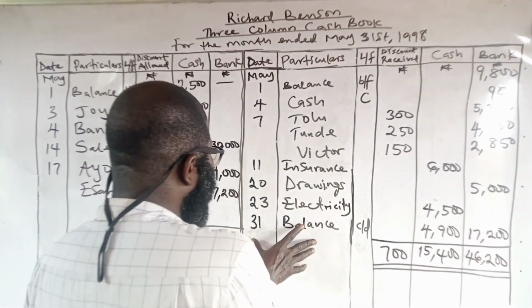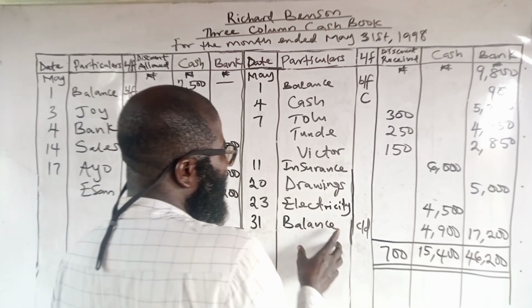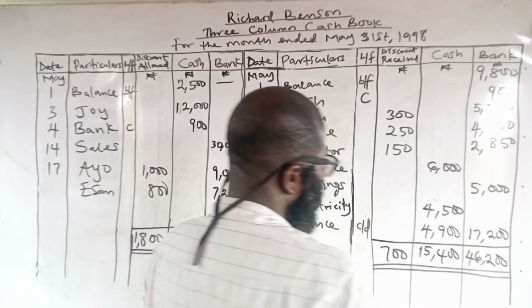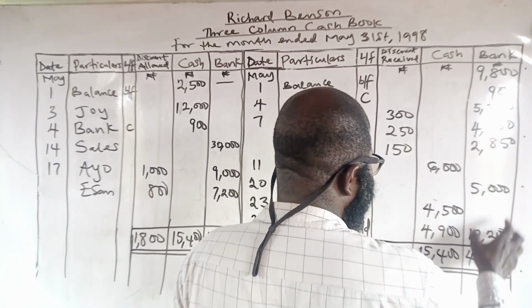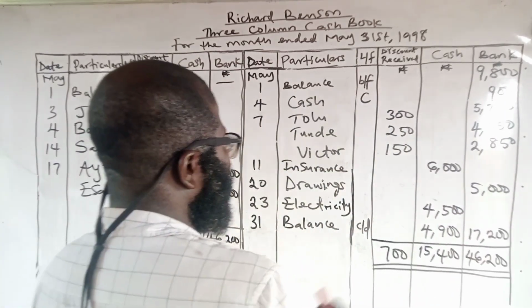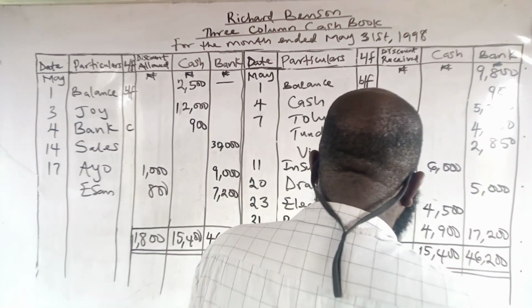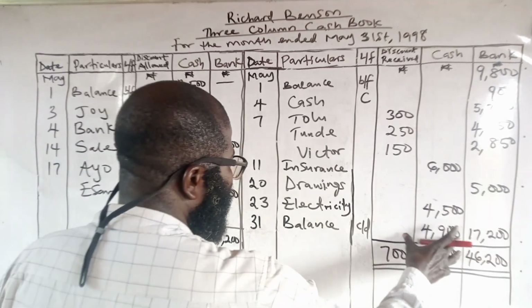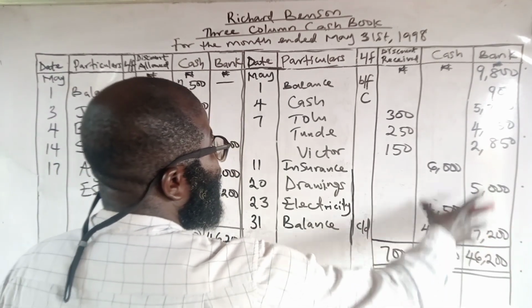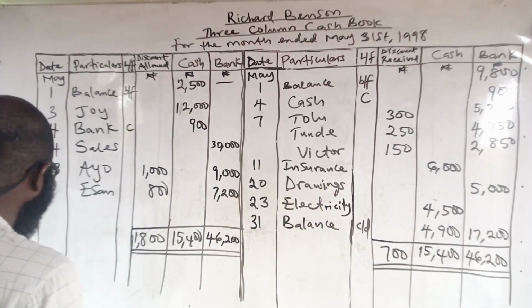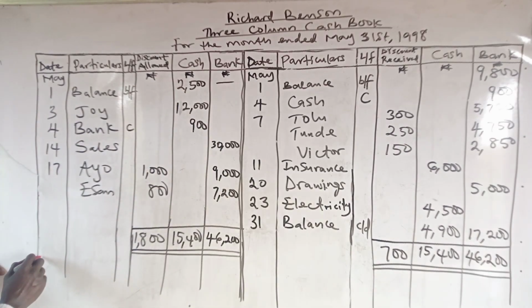This simply means by 31st of May, the balance we're having in the cash account is 4,900 naira, while the one in the bank is 17,200 naira. The two balances, the one on the cash and that of the bank, are favorable balances. Therefore, these balances will be brought here. After May, the next month is June. June 1st, then you can now write balance brought down.